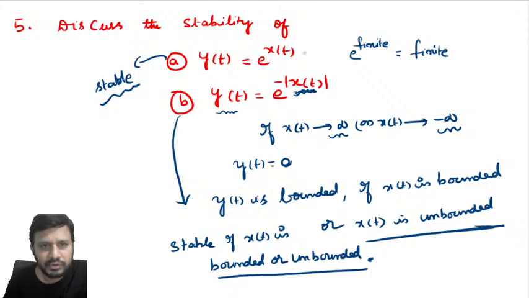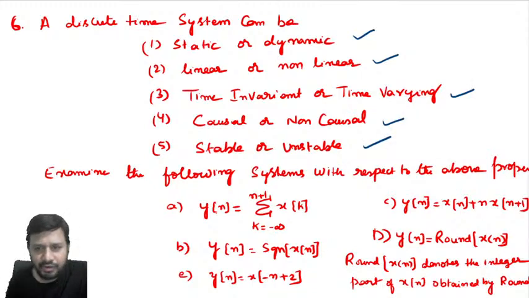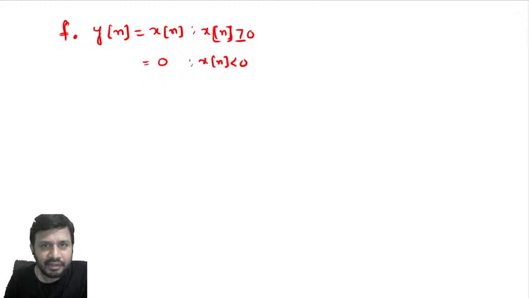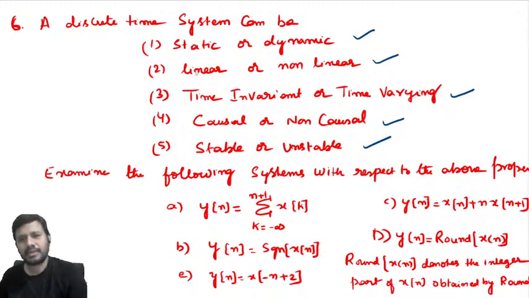Okay, this is a fifth question. All right. Now, sixth question. A discrete time system can be static or dynamic, linear or non-linear, time invariant or time variant, causal or non-causal, stable or unstable. Examine the following systems with respect to the above properties. Means A, B, C, D, E. I think F is also there. For all this, you must find out whether it is static or dynamic, linear or non-linear, time invariant or time variant, causal or non-causal, stable or unstable. Come on, start doing.